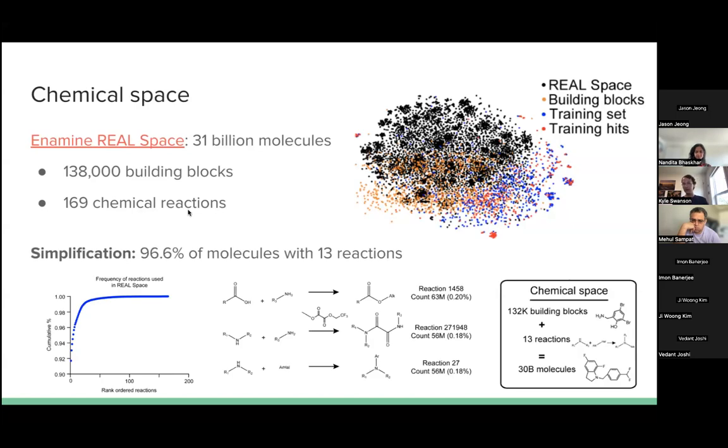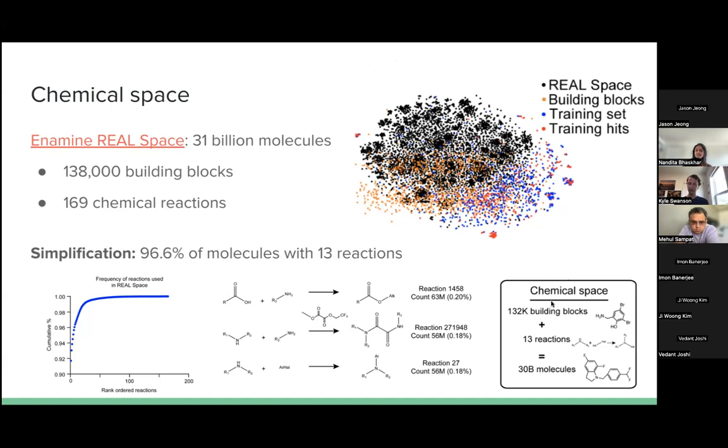We actually decided that we didn't want to use all of those chemical reactions. We had to do some manual work for each reaction, which would have taken a little while. And it also turns out that in this 31 billion space of molecules, a vast majority of those molecules can actually be produced with just a few of these chemical reactions. So we found, just looking through the data set, that 13 chemical reactions out of 169 account for 96.6% of those 31 billion molecules. So we decided just to keep things a little bit simple, we'll use just those 13 reactions.